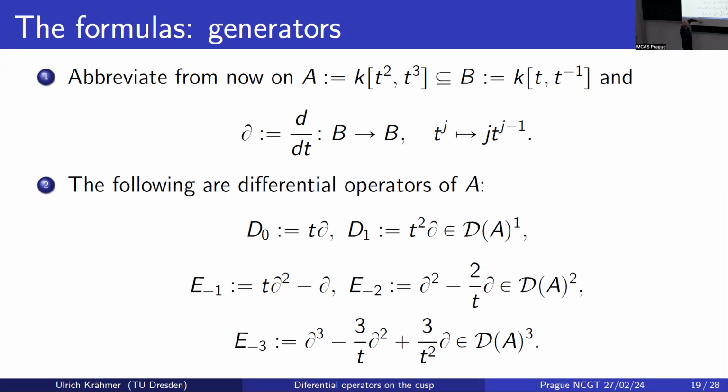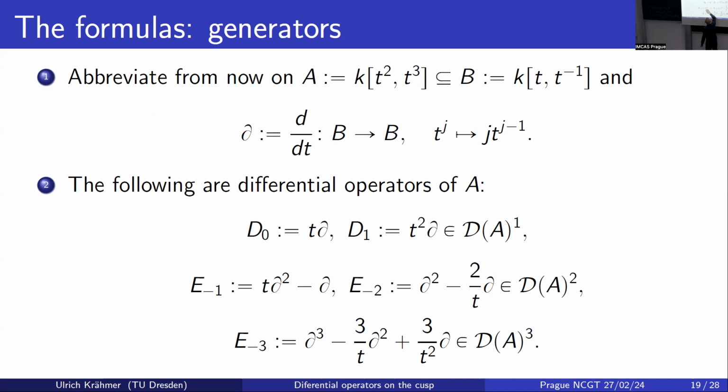And the differential operators on the cusp are expressed as certain differential operators on that localization. The localization B is smooth. So the ring of differential operators here is exactly what we think. It's the Weyl algebra, where T is made invertible. And I abbreviate d by dt as partial. So this is just the ordinary derivation of a Laurent polynomial.